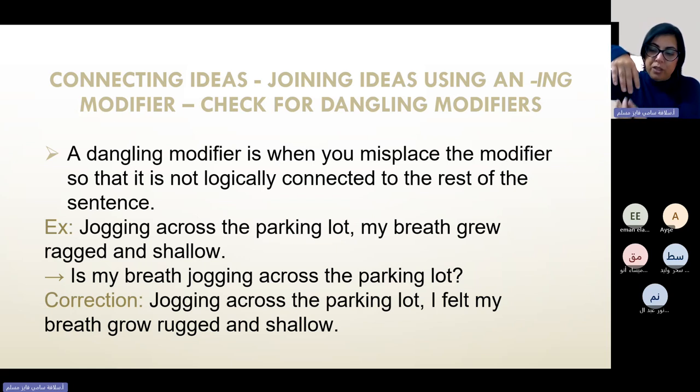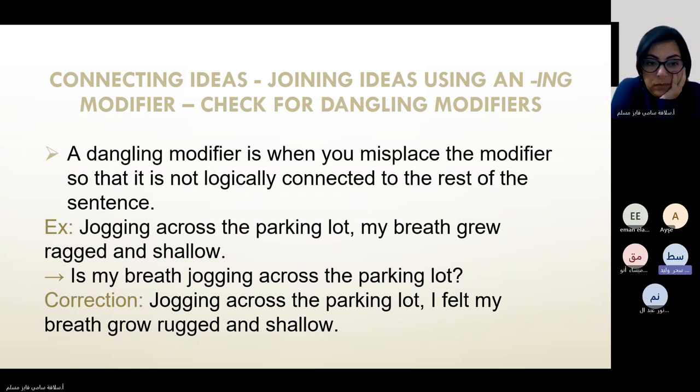Dangling modifiers are words that give information but are incomplete, left hanging, and need something else to complete this information. So a dangling modifier is when you misplace the modifier so that it is not logically connected to the rest of the sentence. Come on Sahar, read this example.